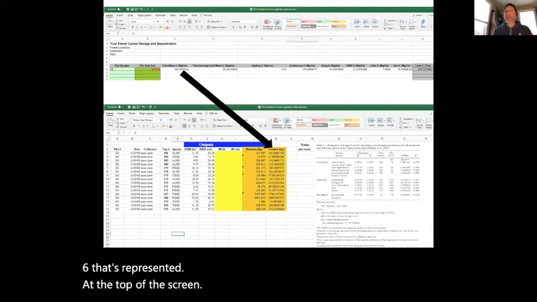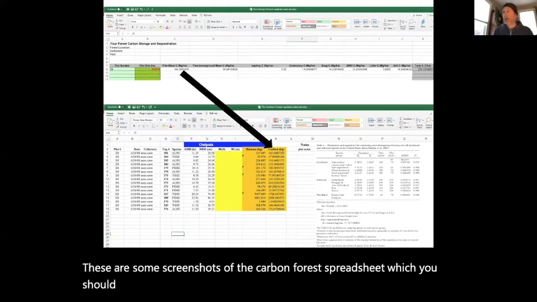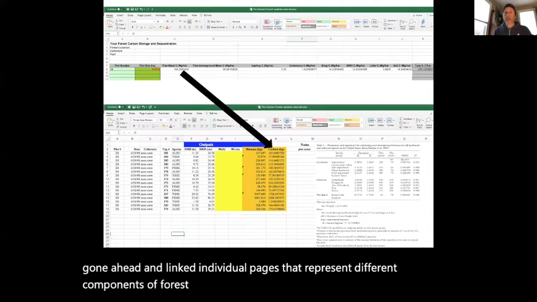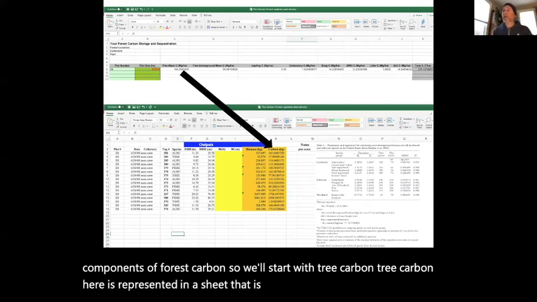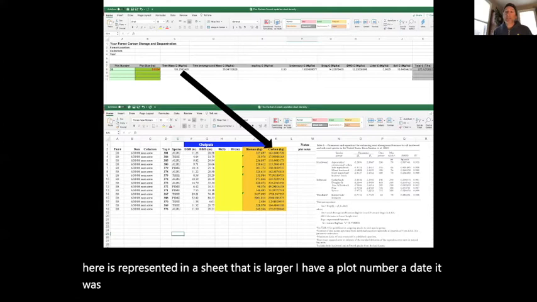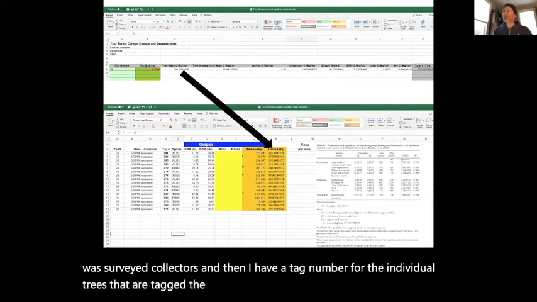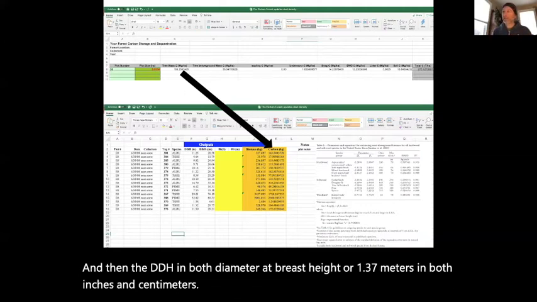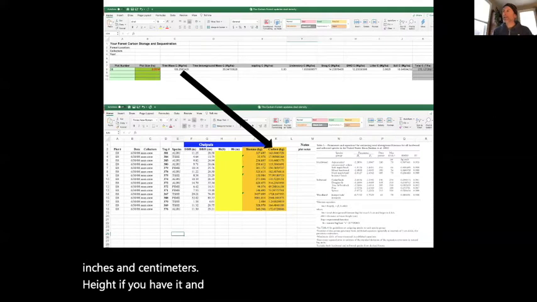These are some screenshots of the carbon forest spreadsheet, which you should fill out for your individual plots. In the carbon forest spreadsheet, I've gone ahead and linked individual pages that represent different components of forest carbon. So we'll start with tree carbon. Tree carbon here is represented in the sheet that is larger. I have a plot number, a date it was surveyed, collectors, and then I have a tag number for the individual trees that are tagged, the species, and then the DBH, the diameter at breast height, or 1.37 meters, in both inches and centimeters, height if you have it, and then the biomass estimation.